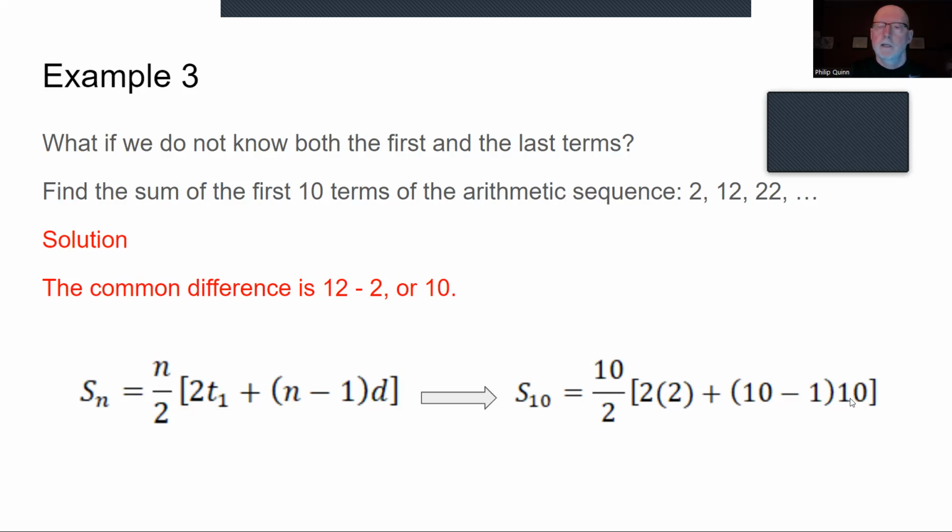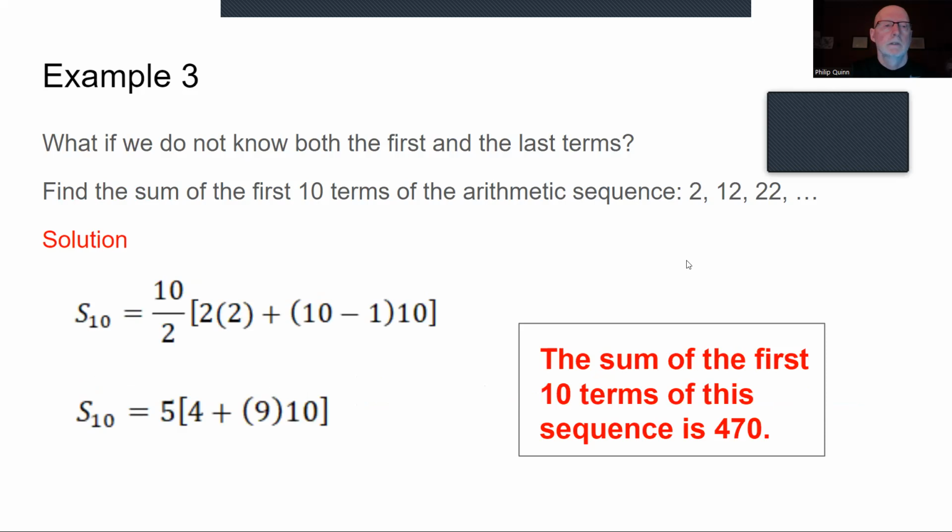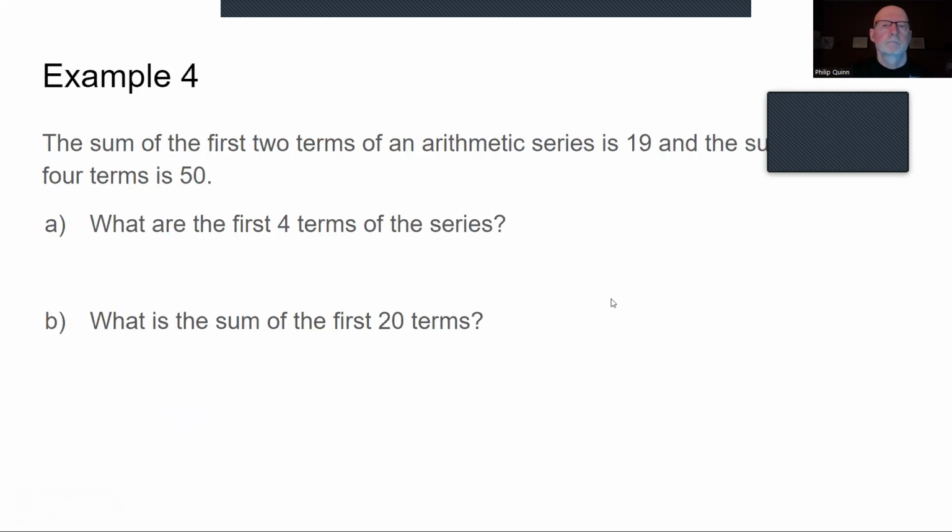And with that information, we can get our sum. So sum of 10 terms is 10 over 2. Then in brackets, we got 2 times 2 plus 9 times 10. 10 divided by 2 is 5. 2 times 2 is 4. And this will be 9 times 10, which will be 90. So 90 plus 4, 94 times 5. So the sum of the first 10 terms of this sequence is 470.